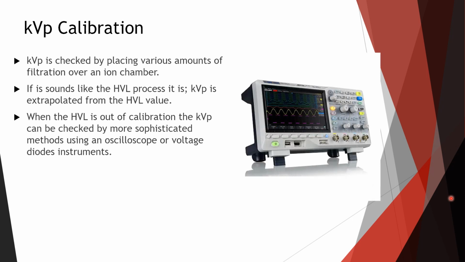This is what an oscilloscope looks like. It's a piece of electronic testing equipment. Most states use plus or minus 5% as the limit of acceptability. The federal guideline is only plus or minus 10%, but most states have plus or minus 5% of acceptability for what the kVp is reading compared to what it is actually producing.